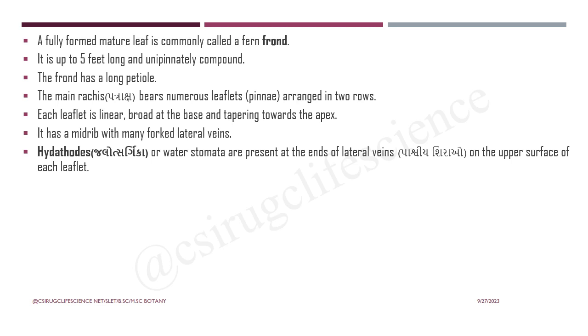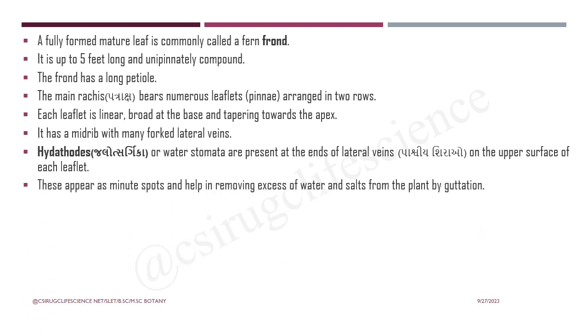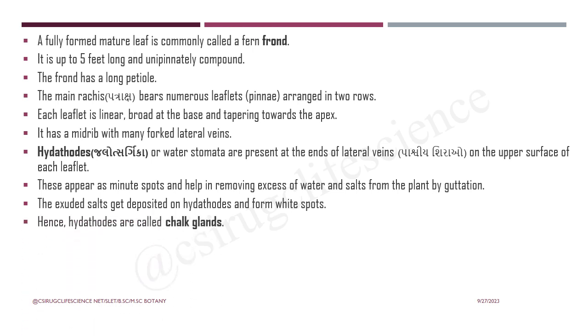Hydathodes or water stomata are present at the end of lateral veins on the upper surface of each leaflet. These appear as minute spots and help in removing excess water and salts from the plant by guttation. The exudate salts get deposited on hydathodes and form white spots. Hence, hydathodes are called chalk glands.